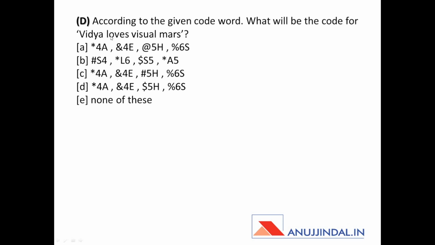So let's find out the code for loves. In loves there are 5 letters, L stands for dollar sign, and the last letter is S. So the dollar sign is there, S is also there, and 5 is also there. So the code for loves will be $S5. So these options are correct. Now let's find the code for visual. In visual there are 6 letters, V stands for asterisk sign, and the last letter is L, and L is also present. So the third option is also correct. And we have just found out that the code for Mars was #S4. So option B has all 4 codes matching Vidya loves visual Mars. So option B will be the correct answer.